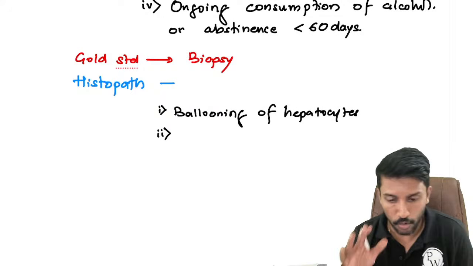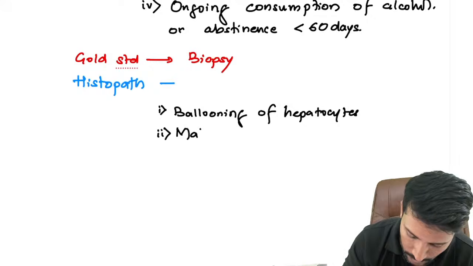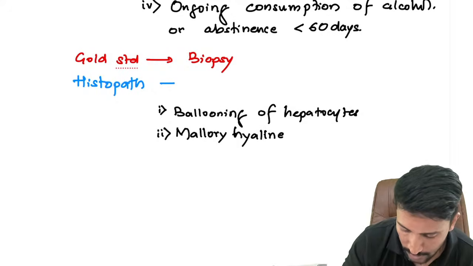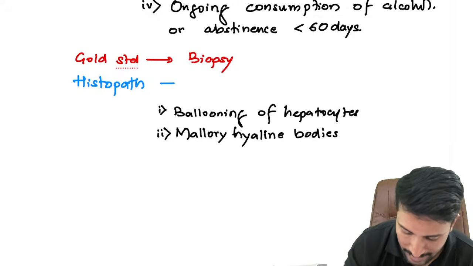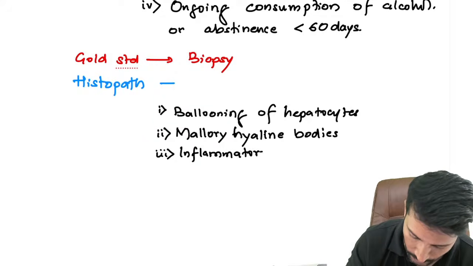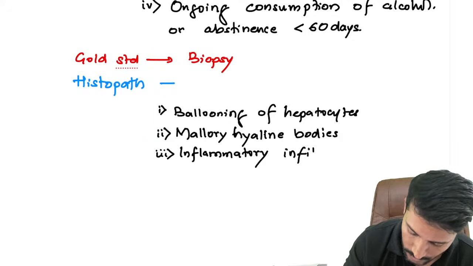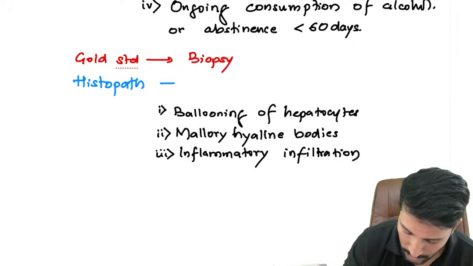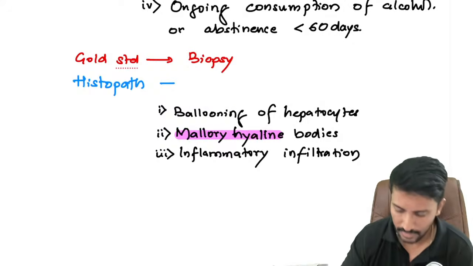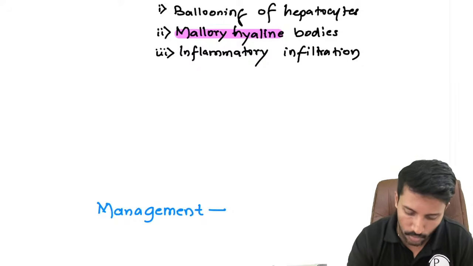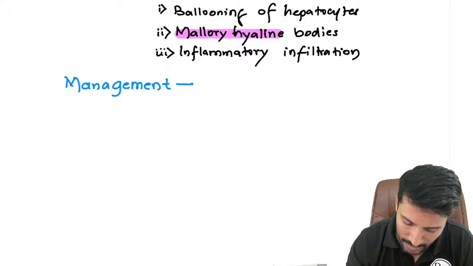Second thing which you're familiar from your path days, it will show Mallory hyaline bodies, right? Mallory hyaline bodies, or what you also call as Mallory Denk bodies. And third, inflammatory infiltration. What examiner is specifically looking for? He is looking for the Mallory hyaline word. Okay. So once the histopath is done, we will talk about the management of alcoholic hepatitis.